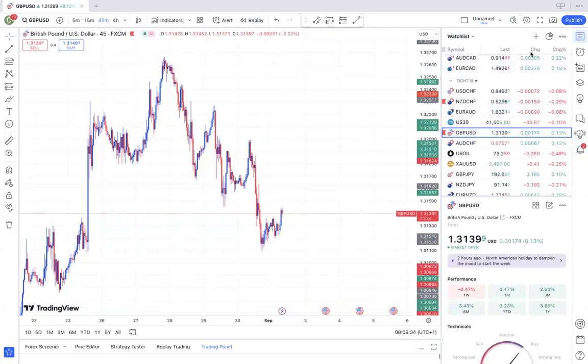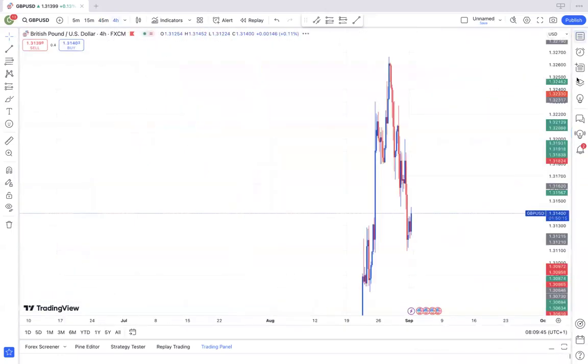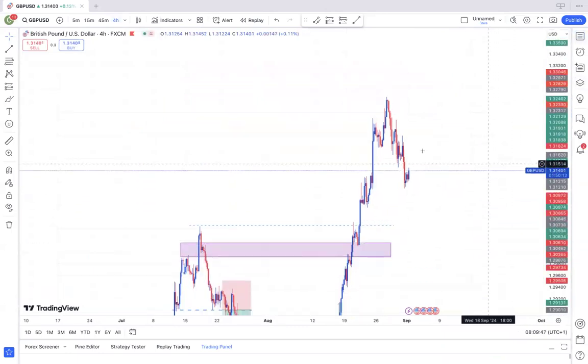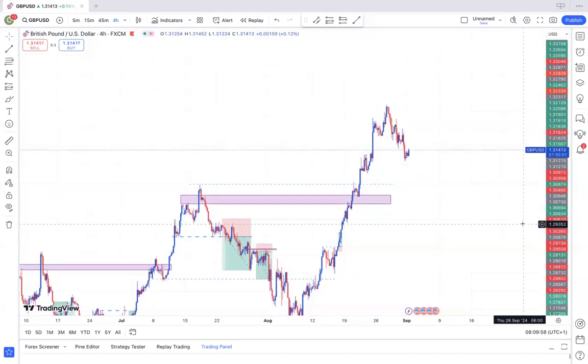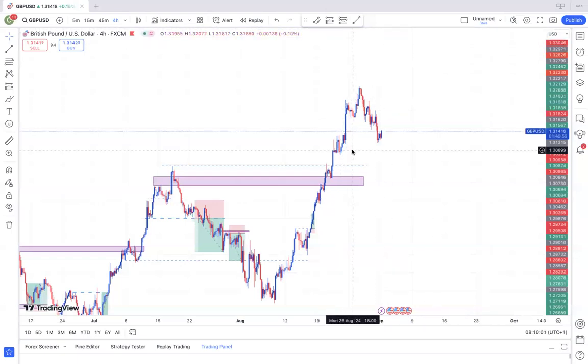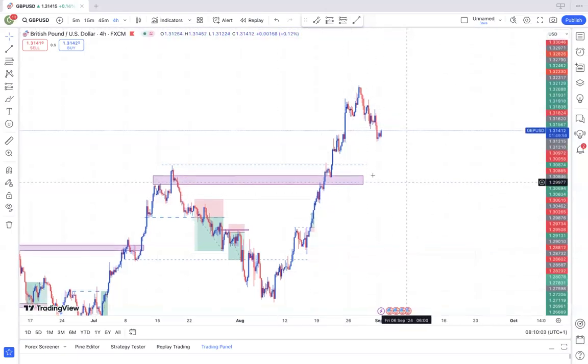So this is GBP/USD. Let's go down to the 4-hour time frame. So on the 4-hour time frame, we have something like this, where we have the market showing us that it is bullish on the 4-hour for GBP/USD.